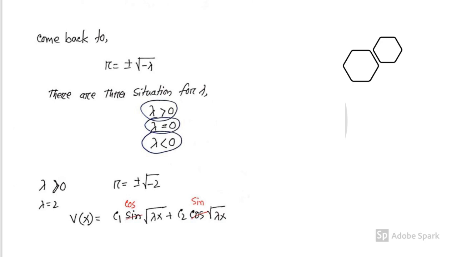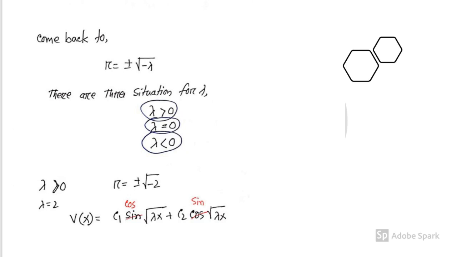Next, come back to the r. So r equals plus or minus the square root of minus lambda, and there are three situations for lambda: lambda greater than 0, lambda equal to 0, and lambda less than 0. So let's apply the first one. If lambda is greater than 0, then r equals plus or minus the square root of minus lambda.